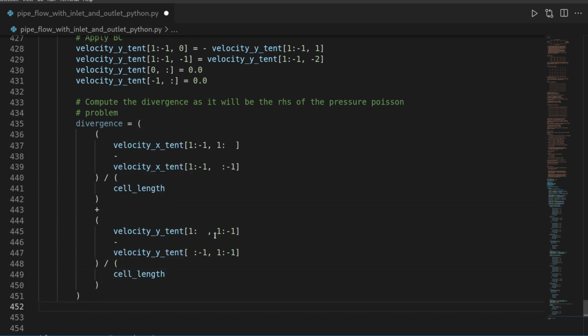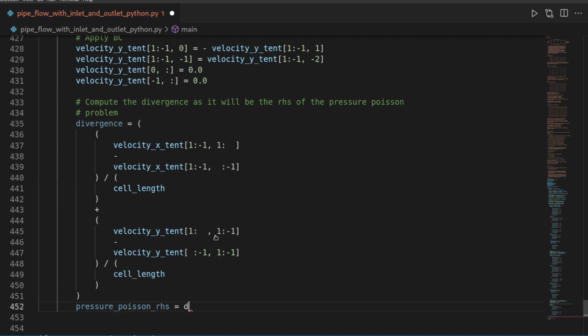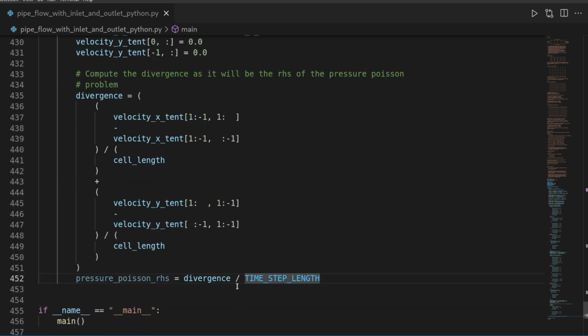And in order to get the proper Poisson right-hand side, we have to divide that by the time step length. So I want to call this Pressure Poisson right-hand side, which is going to be given as the divergence divided by the time step length. And just to make you aware of this here, in case you have a different density, which is not 1, which was a simplification we did here, the density would also appear here in the multiplication.